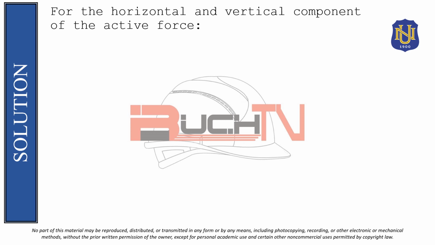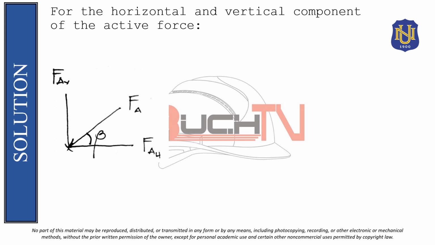So, for the horizontal and vertical component of the active force, we need this figure to determine how to solve the horizontal and vertical component of the active force. So, based on the concept, the active force is inclined at an angle beta from the horizontal. According to the concept, that is parallel to the inclination of the backfill itself. So, this is its beta.